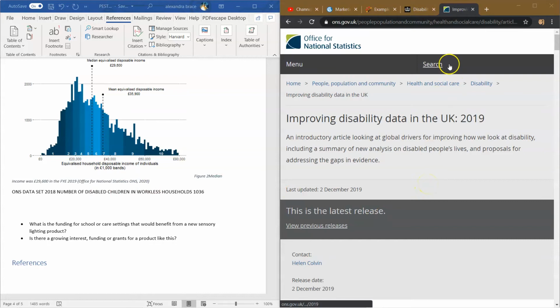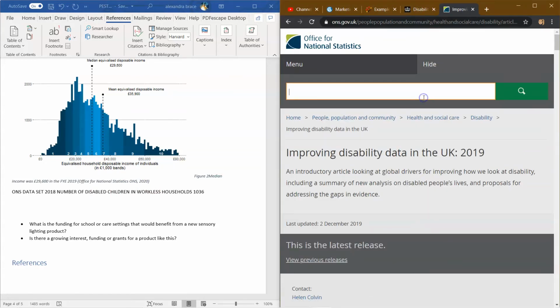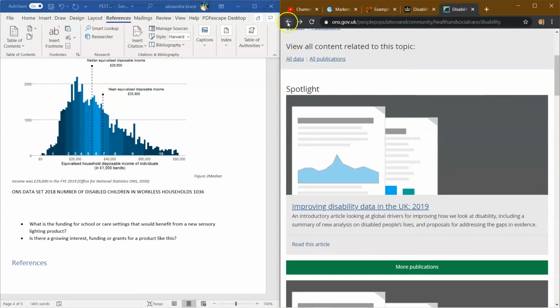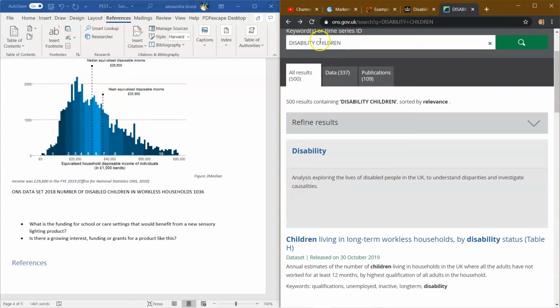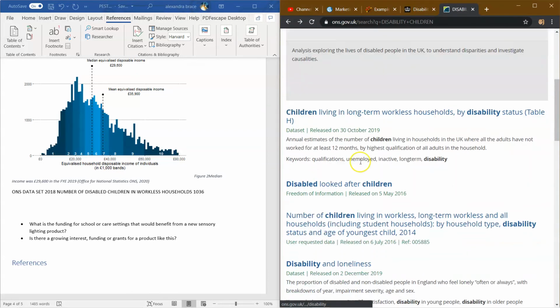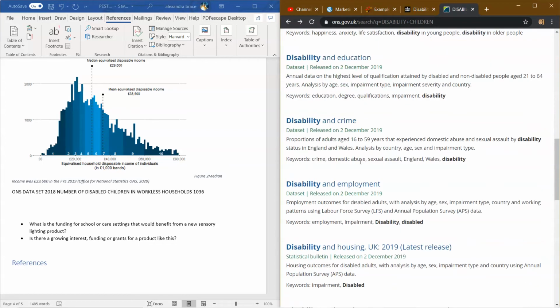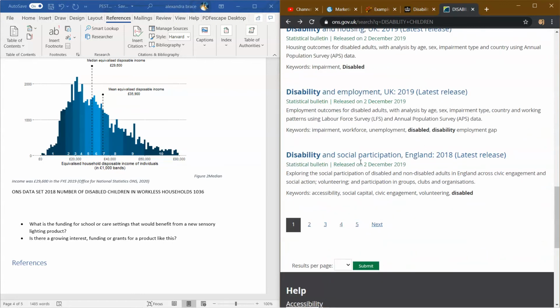Now how this works is you can use the search function. You can search in here for something that you're looking for, and then it will bring up a variety. So I searched disability and children, and it's come up with all of these different articles and reports based on disability and children.